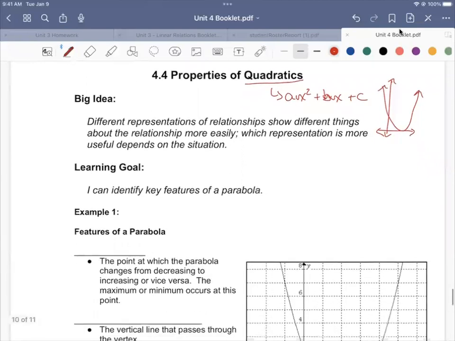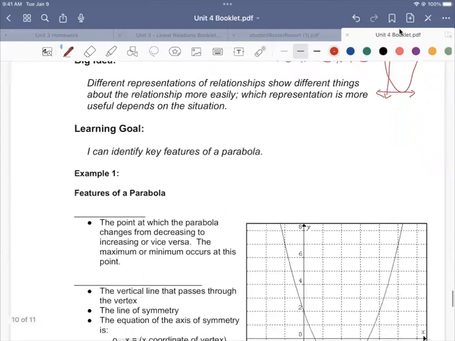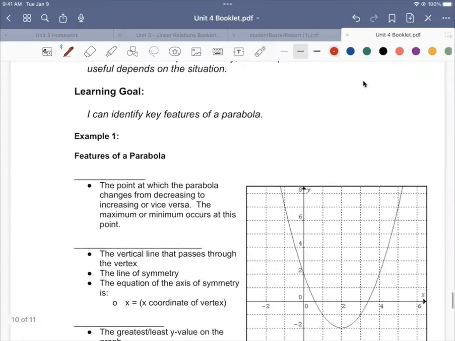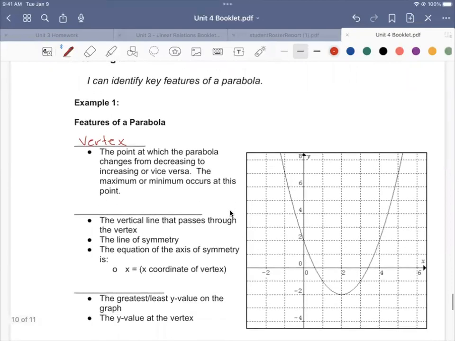So we're going to learn how to identify the features of those now that we've learned how to factor the equation of them. We have a couple different features that we're going to specify. The first one is the vertex. This is the point at which the parabola changes from decreasing to increasing or vice versa. It's essentially the maximum or minimum point that we have.